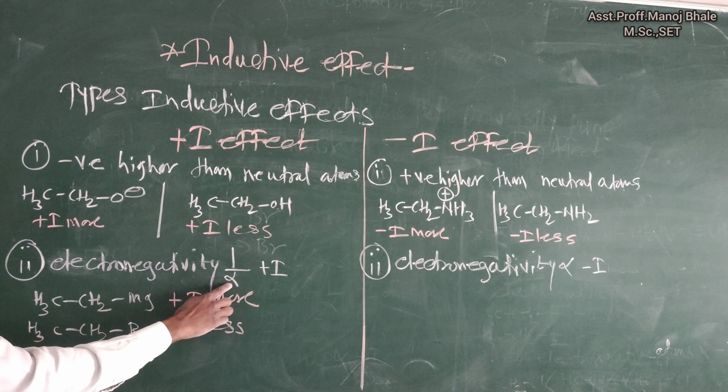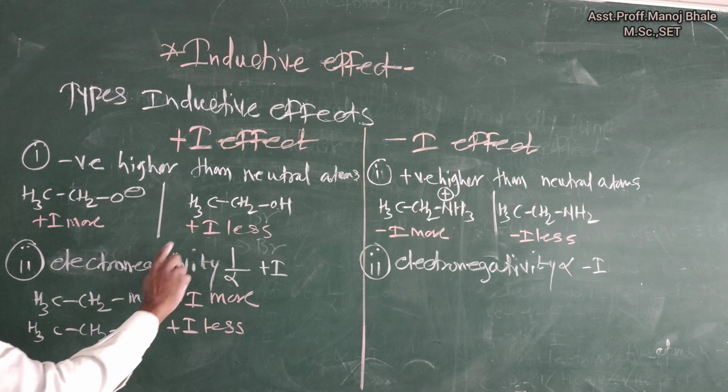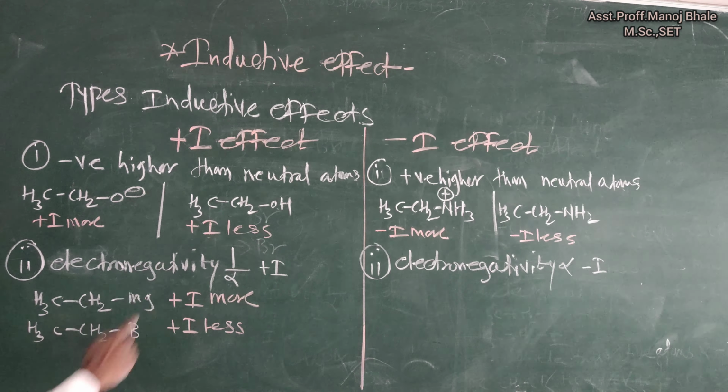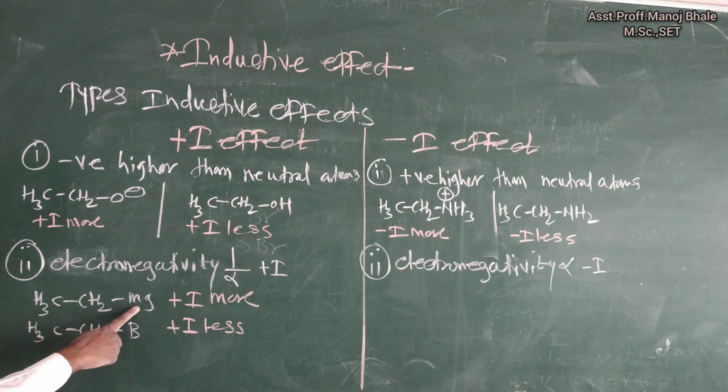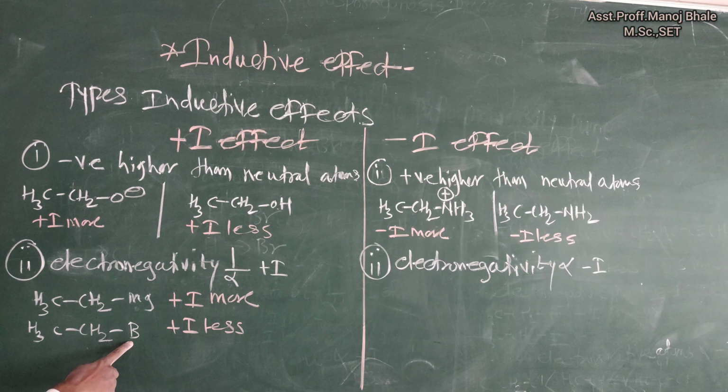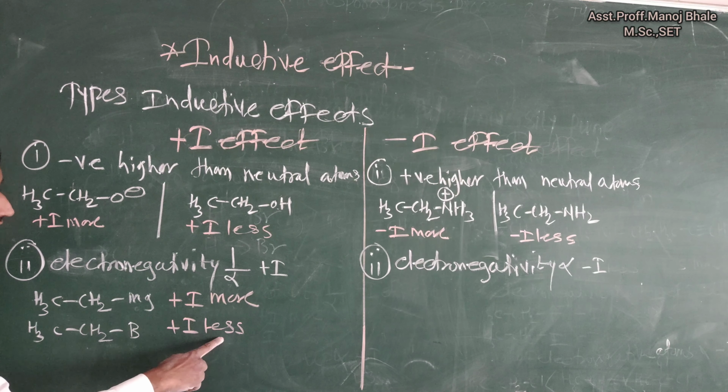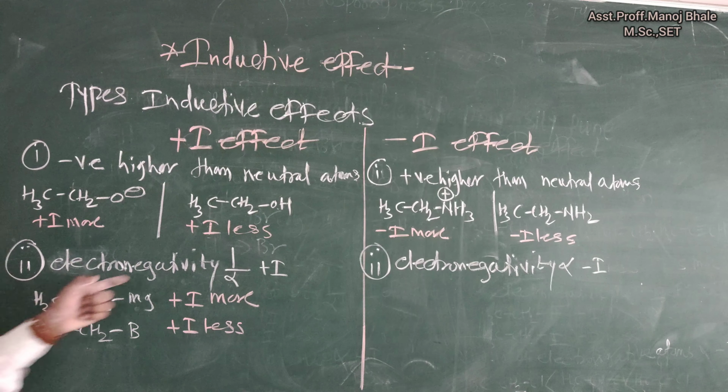The reason is already given: there is an inverse relation between electronegativity and plus I effect. Magnesium has less electronegativity, so the plus I effect is more. In the second example, boron is more electronegative. Okay, more electronegative means the plus I effect is less, in between these two examples.